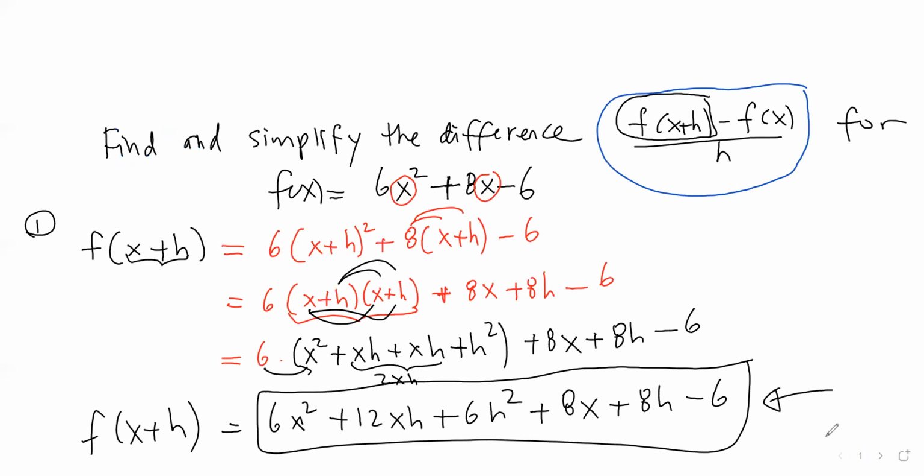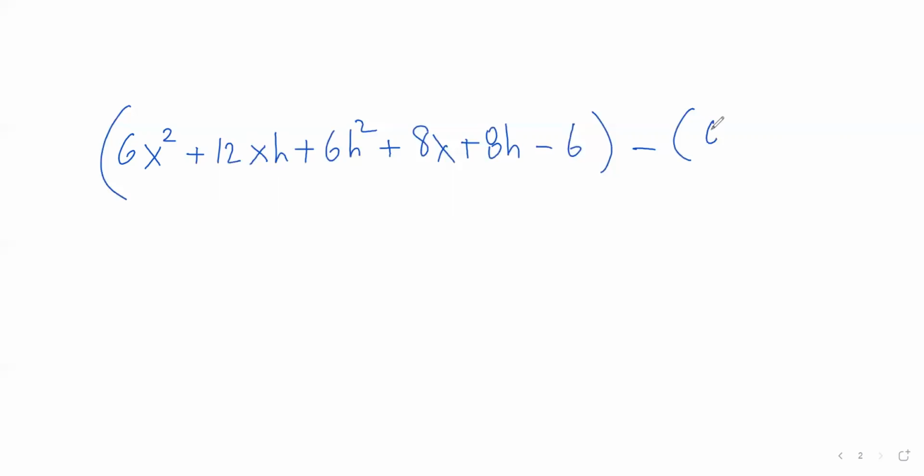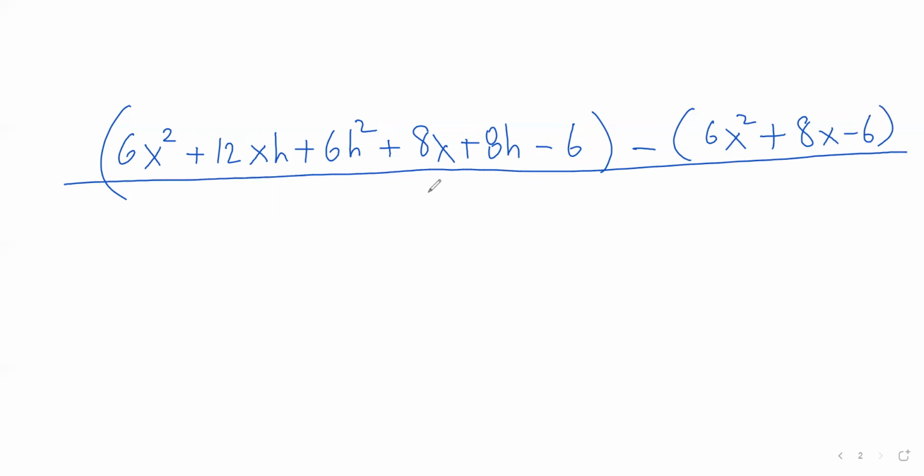And f of x is the function itself. It's this function. So I'm going to subtract this, which is 6x squared plus 8x minus 6. And all of this will be divided by h. Now, certain things will cancel each other. So yeah, this looks awful, but certain things are going to cancel each other, and then we'll get something nicer.